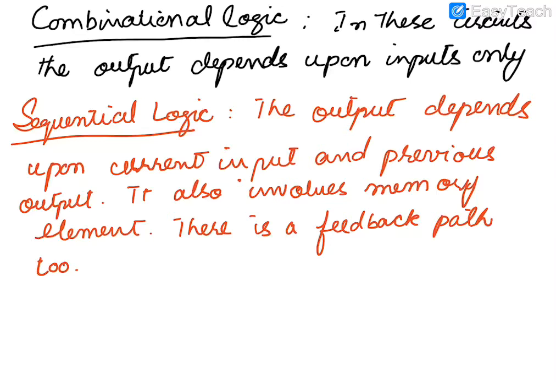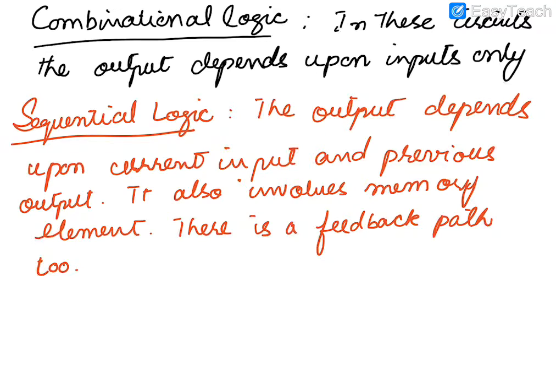In chapter number 4, we will basically cover the combinational logic circuits. There are two types of logic circuits. Number one is combinational logic, and number two is sequential logic. In combinational logic circuits, the output basically depends upon the current inputs only. There is no memory element involved in the combinational logic circuits.